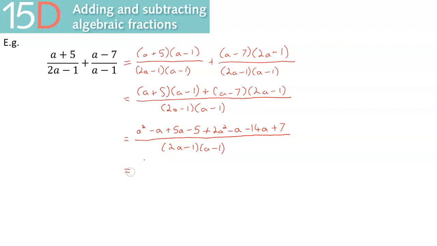Then I can collect up like terms. I've got a squared plus 2a squared. Negative a plus 5a, that gives me 4a. Minus a, I'm on 3a. Minus 14a, that's negative 11a. And I've got negative 5 plus 7.